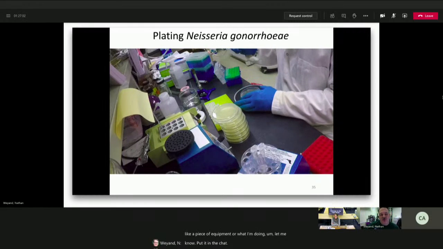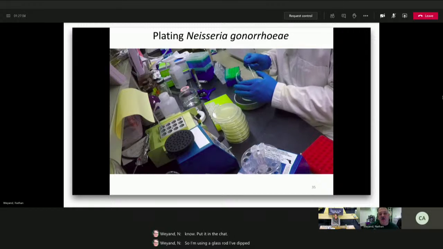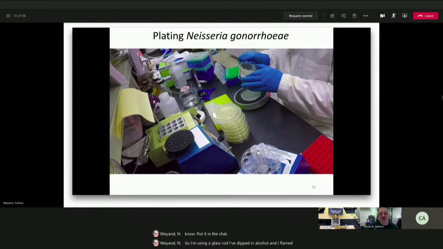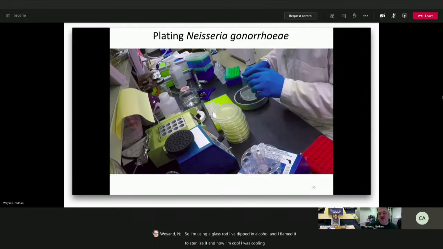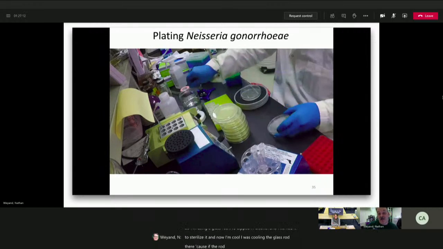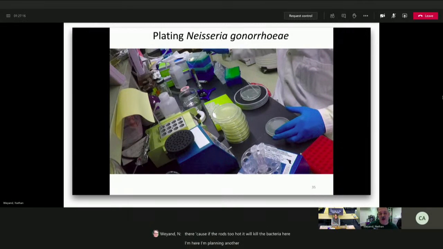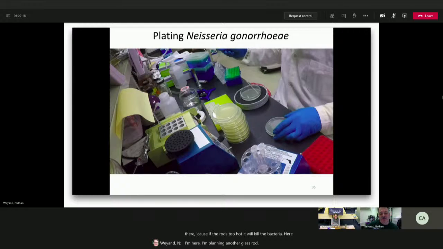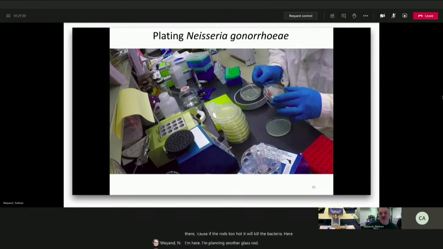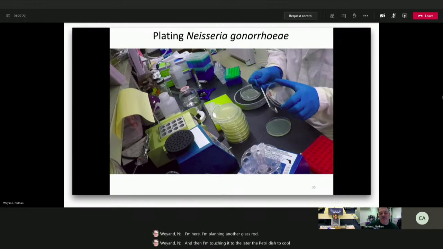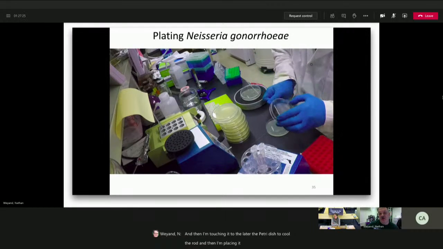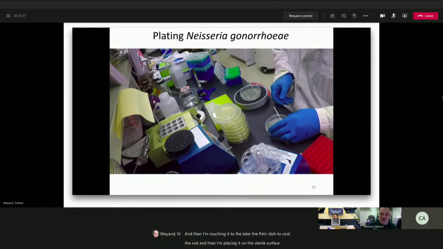So I'm using a glass rod. I've dipped it in alcohol and I flamed it to sterilize it. And now I was cooling the glass rod there because if the rod's too hot, it'll kill the bacteria. Here I'm flaming another glass rod, and then I'm touching it to the lid of the Petri dish to cool the rod. And then I'm placing it on the sterile surface of the agar.